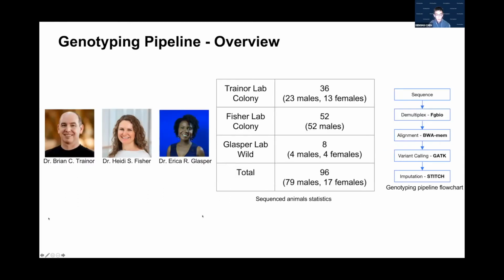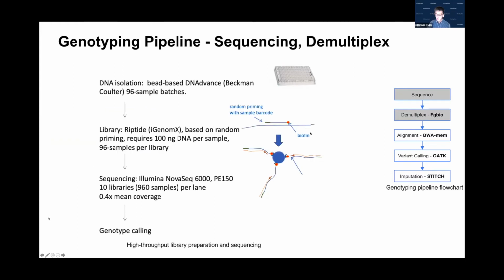First of all, I want to thank all these people who supplied us all those initial 96 animals. On the right side is the flowchart for our genotyping pipeline. Let's jump right in. There are four main steps. The first one is the sequencing, and then the demultiplexing.